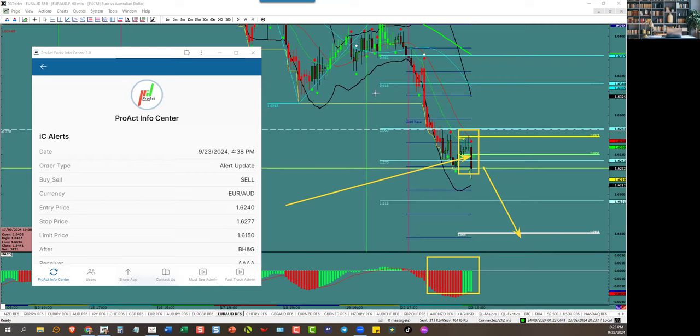Can I trade this now? Oh, I'm going to go jump in. No, I can't do that because I've got rules that say I can't sell at the bottom. So it's got to pull back up. If it pulls back up, right to here, right there.